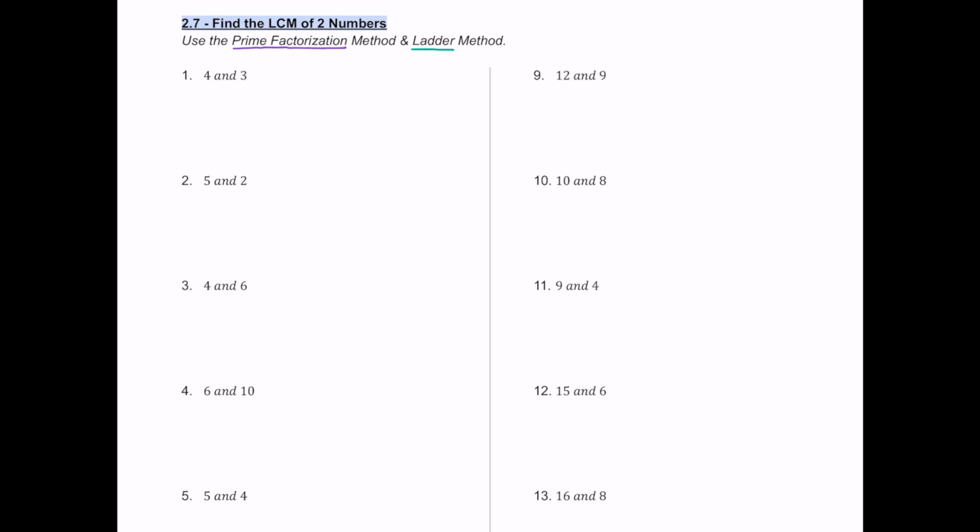To show you both of these methods for finding the LCM, or least common multiple, I'm going to use the prime factorization method for every odd practice problem and the ladder method for every even practice problem. Let's give it a go.